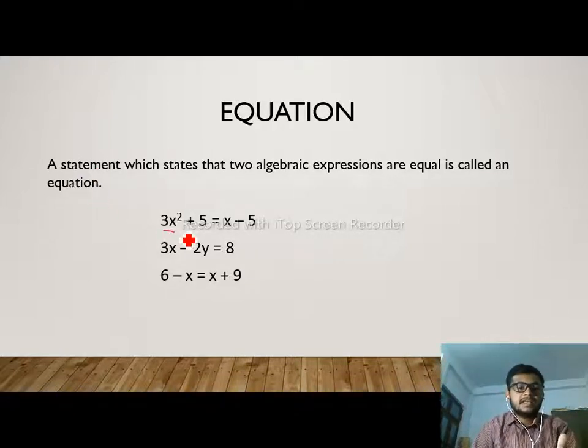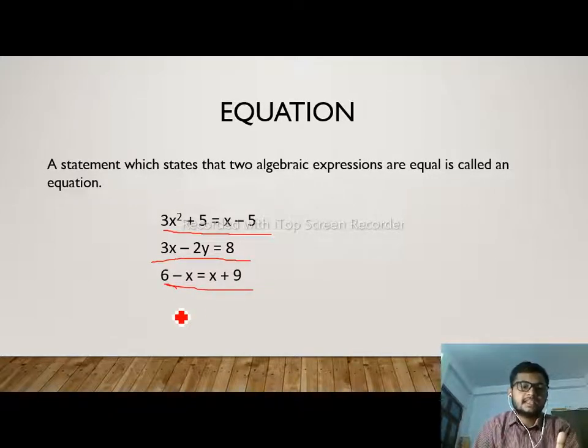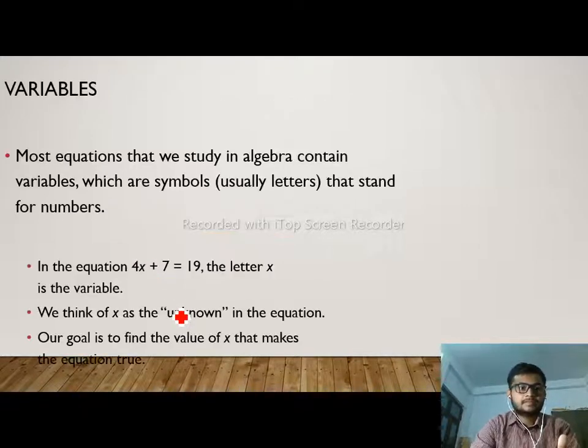For example, 3x square plus 5 is equal to x minus 5, 3x minus 2y is equal to 8, 6 minus x is equal to x plus 9 are equations. Okay, so let's understand what variables are.